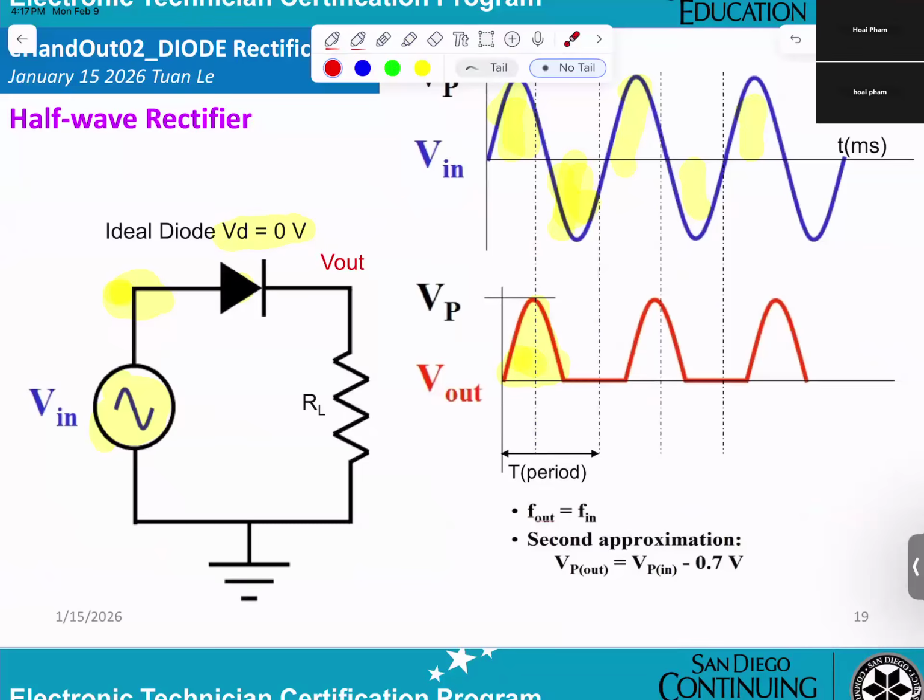Second approximation: V out equals V in minus 0.7 volt. I will take it up to the point where I use MultiSim 7. Run it, and you can see right away. Okay, that's easy.